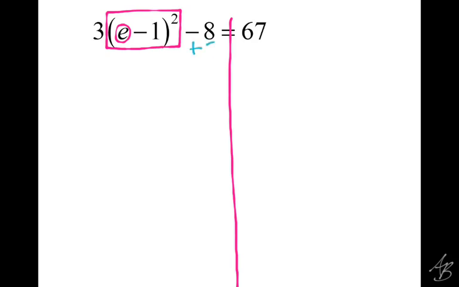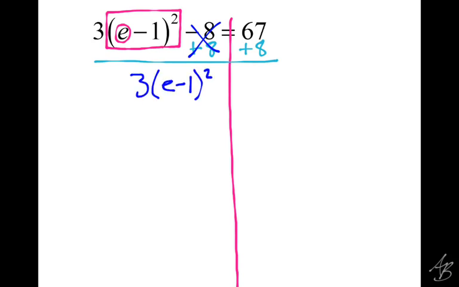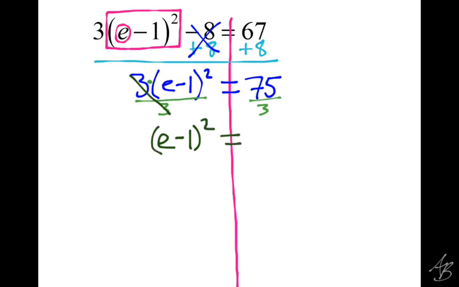8. So we're going to get rid of the 8 by adding 8. And when we add 8 on each side, one side they're going to cancel, leaving 3 times the square. And on the other side, 67 plus 8 is? Okay, so we got rid of the 8. We still need to get rid of the 3 by doing what? Divide. Again, this is right next to the parentheses, so it's multiplication. And to get rid of multiplication, we divide. So divide by 3 on each side. 3's cancel. Leaves e minus 1 squared equals 25.